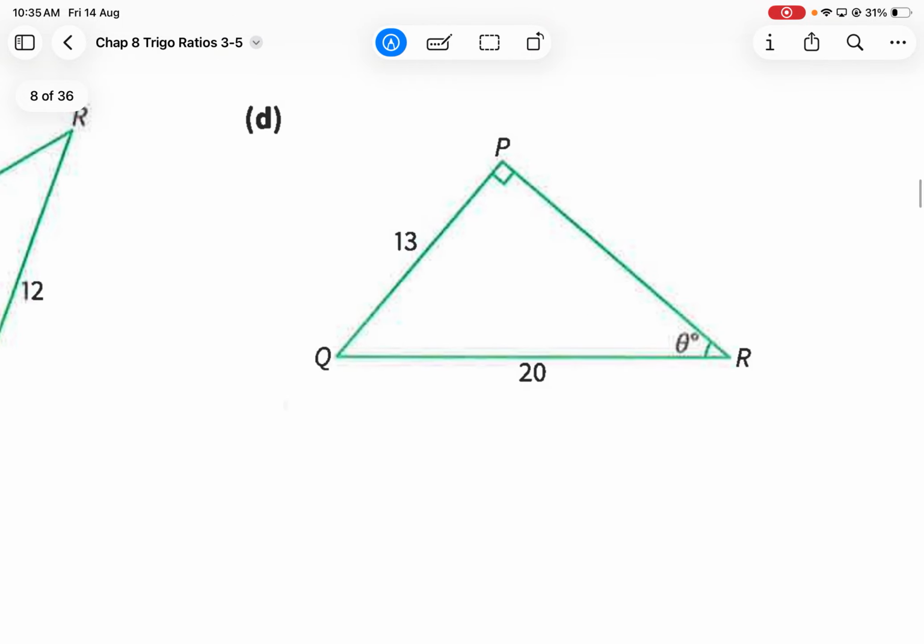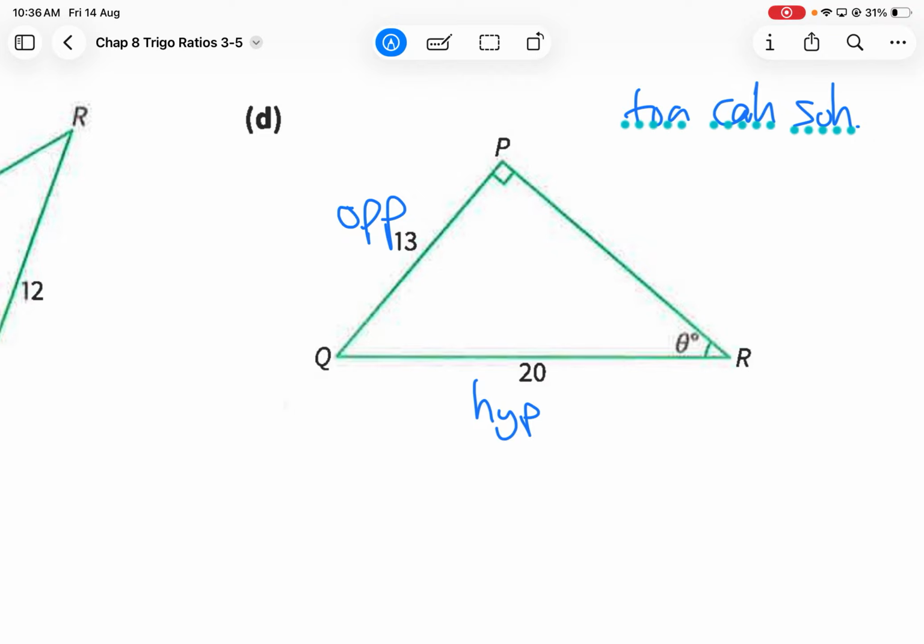D. I want to use these two sides to find this angle. I must be able to link them together. So I go to my right angle triangle. 20 is opposite my 90 degree, 20 is my hypotenuse. Theta is here. 13 is my opposite. Then I go back to my Toa Cah Soh. O and H are linked by sine. Then I write down the equation. Sine of this angle is opposite over hypotenuse.